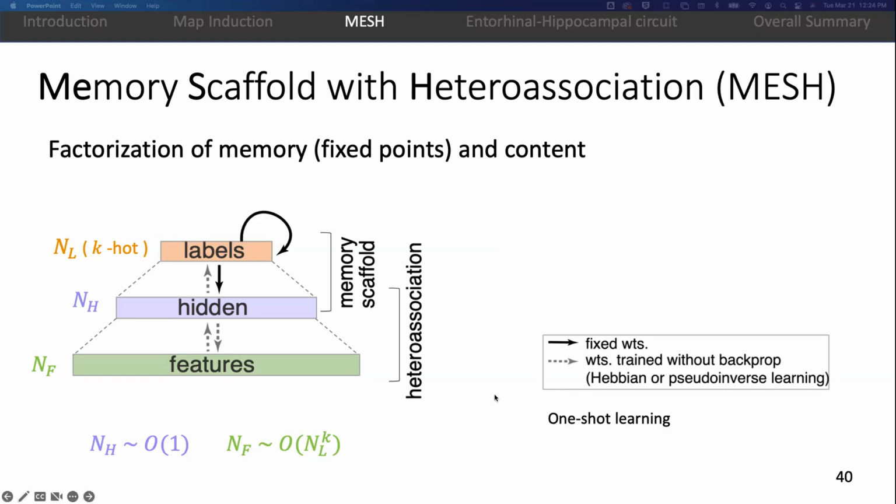One thing I should also highlight is that the label layer is a k-sparse layer, which is randomly projected to form the hidden layer states. And these are fixed states. The back projections from hidden layer to label layer are learned through associative learning. And similarly, the projections between the hidden and feature layers are also learned through associative learning. So these are biologically plausible learning rules and also lead to one-shot learning of each of the memories that we are trying to learn.